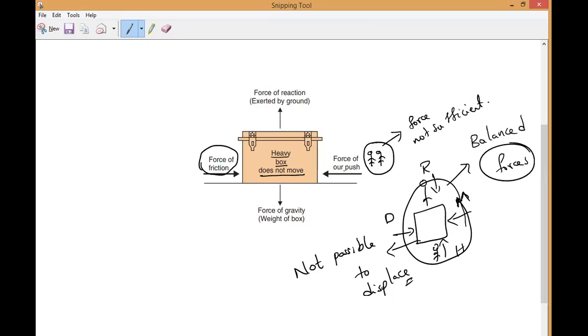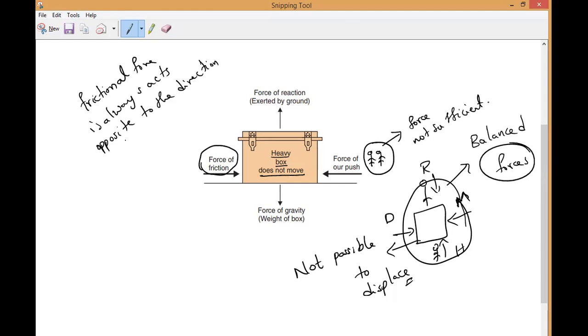See, Reddy and Danishkar are trying to push the box in this direction. As we know, in which direction does frictional force always act? It always acts in the direction opposite to the applied force. Please, all of you should remember this, you might have forgotten it. Frictional force always acts opposite to what, guys? Opposite to the direction of the applied force. Okay?